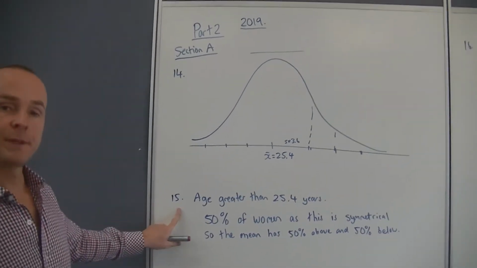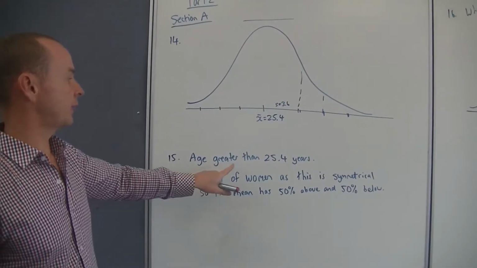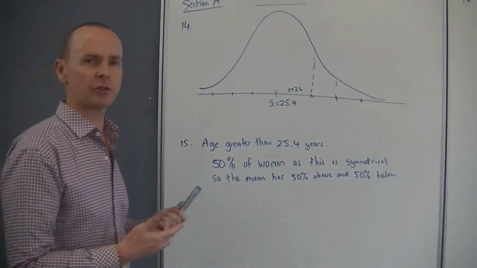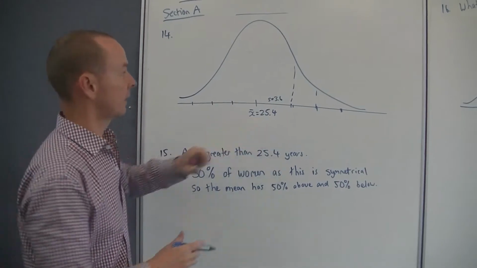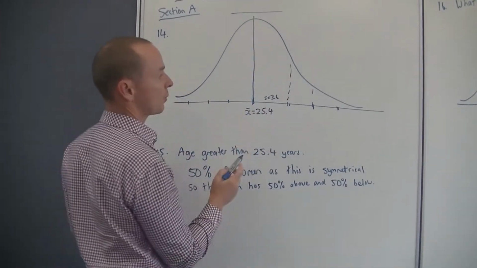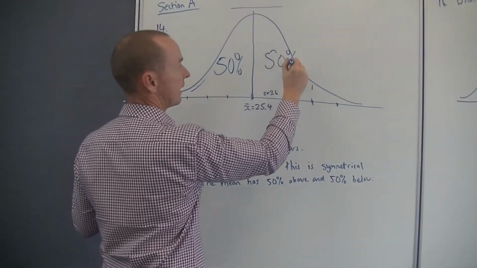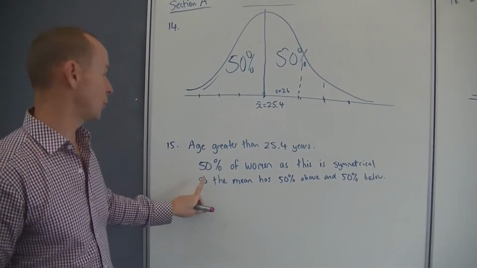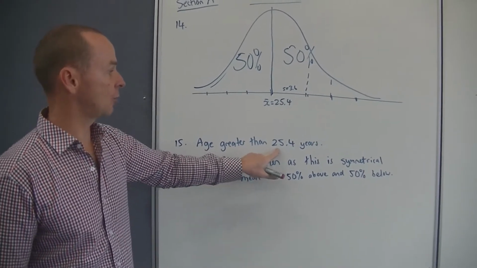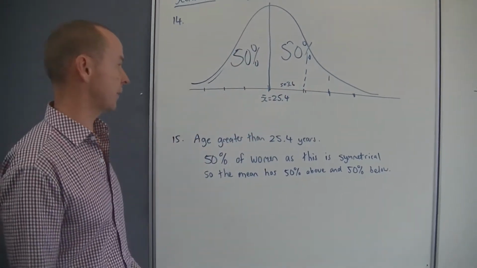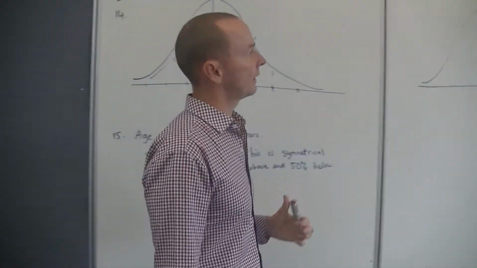Excellent. Next question, 15. Said, find out the percentage of people who have an age greater than 25.4 years. I think the question was the age of their first marriage. So 25.4 is the mean. Remember, the mean is a halfway point. Because it's symmetrical, it means it's 50% below and 50% above that value. So the answer is simple: 50% of the women got married above 25.4 because it's a symmetrical distribution. So that was an easy question. 50 below, 50 above. Excellent. Let's move on to the next one.